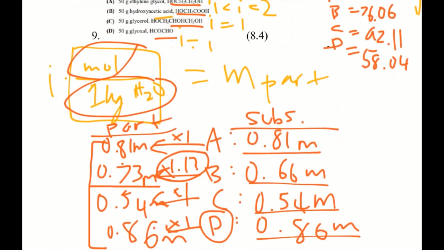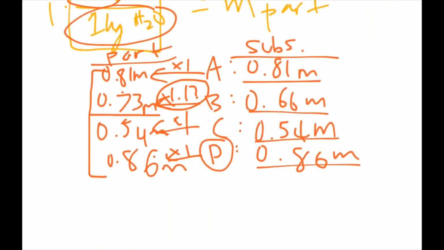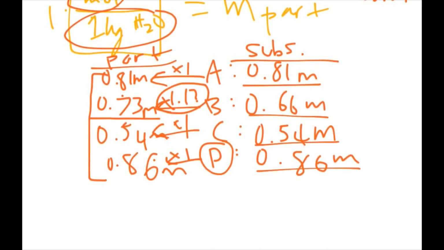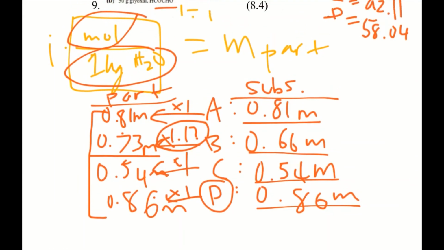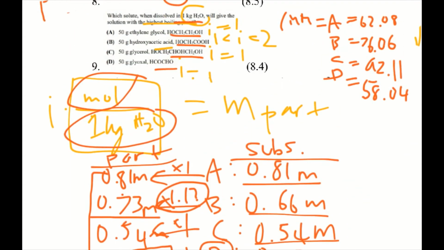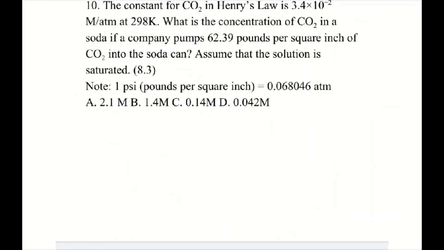The one with the highest molality of particles will be the one that will give the highest boiling point change, and thus the answer I found for this question was D, because this is the highest molality out of all of them, and thus D is our answer. Now let's take a look at number 10.